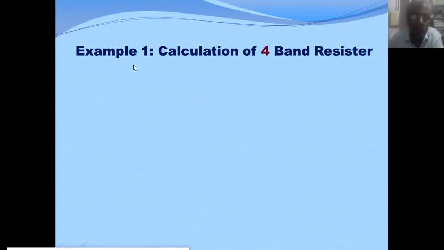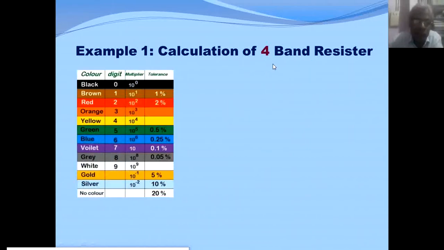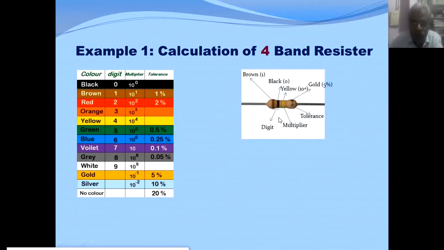I have taken one example to calculate the resistance of a 4 band resistor. To calculate the resistance of this 4 band resistor, I will use this color code and resistor code, and I have taken one resistor here. In this resistor there are 4 different bands: first, second, third and fourth color.